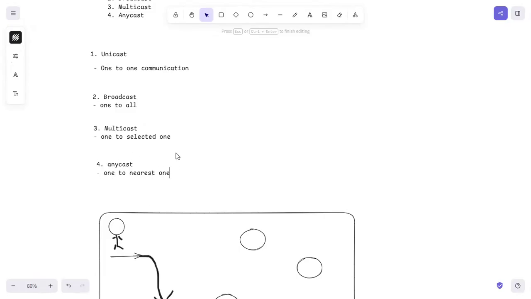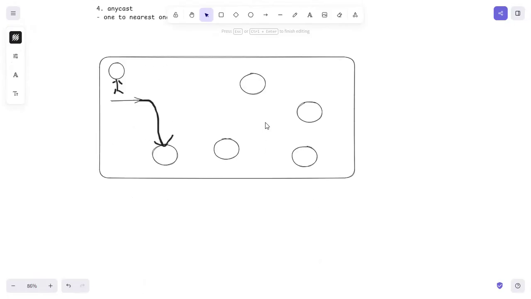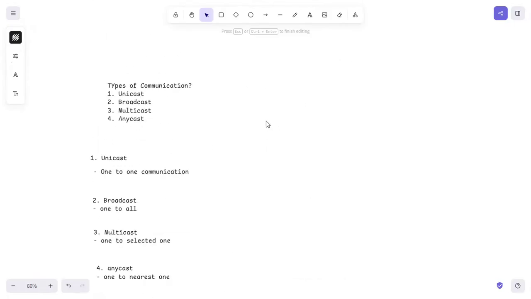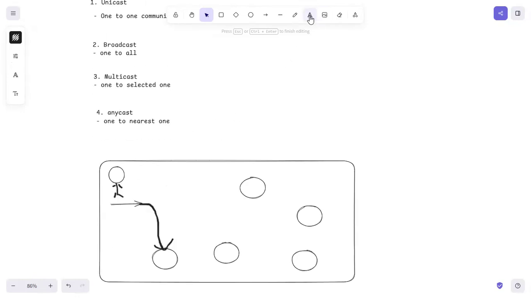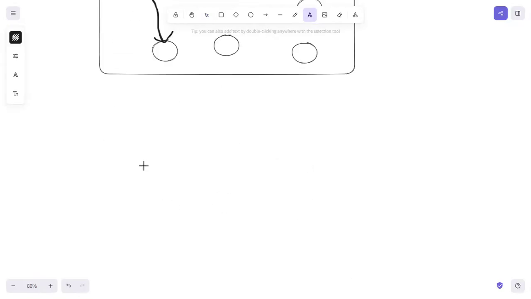So these are the types of communication: unicast, broadcast, multicast, and anycast. Now, there are multiple transmission modes. Okay. So the transmission mode simply means how information flows between two sides. There are multiple, different types.